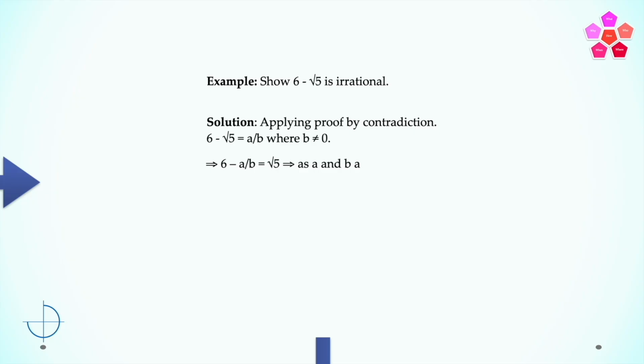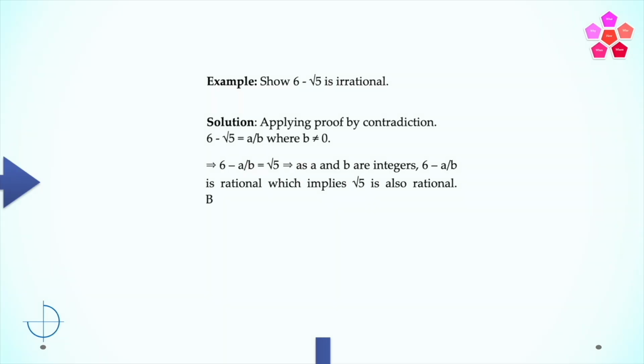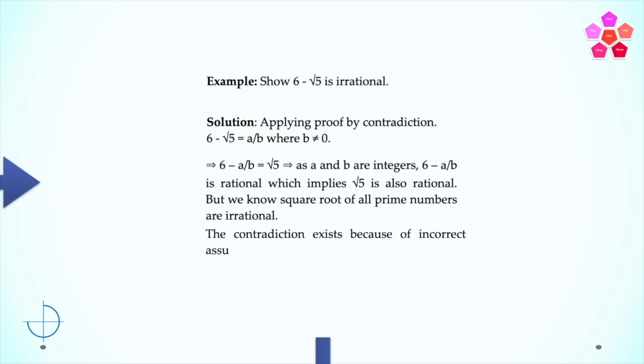As a and b are integers, 6 minus a by b is rational, which implies root 5 also should be rational. But we know square root of all prime numbers are irrational. The contradiction exists because of incorrect assumption that 6 minus root 5 is a rational number. Thus we proved that 6 minus root 5 is an irrational number.